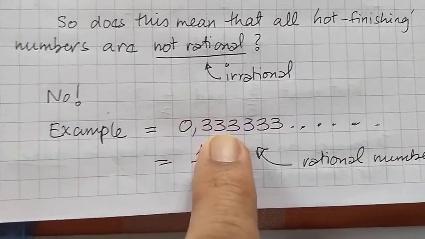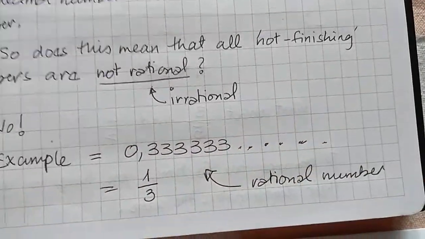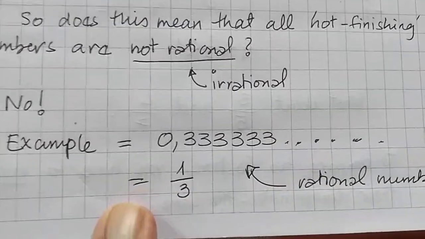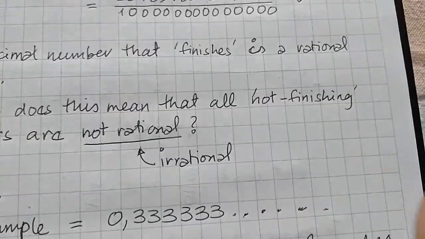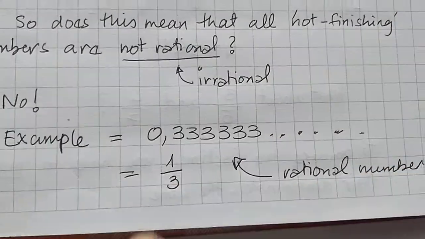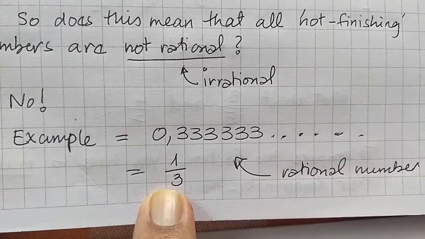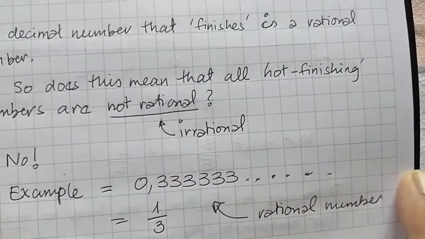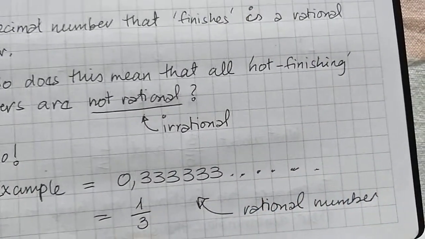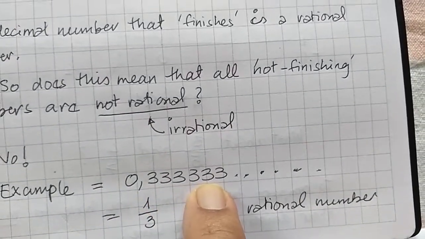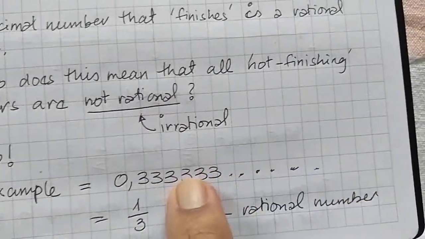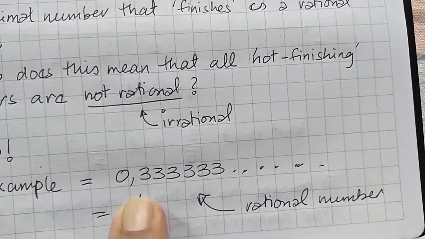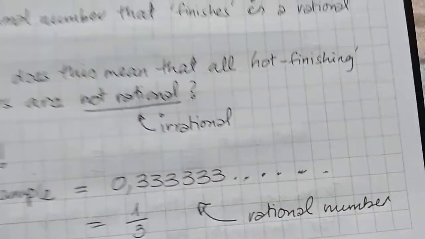If you take 0.333333 repeating infinitely, you can write this as 0.3 with a little dash on top. This is a number that doesn't finish. It keeps on and on, but it is a rational number because it can be written as 1 over 3. So it is not necessary for a number to finish for it to be rational. What is necessary is that it has to be repeating. If it repeats like this, or if there's a pattern in these numbers, then it can be written as a rational number.